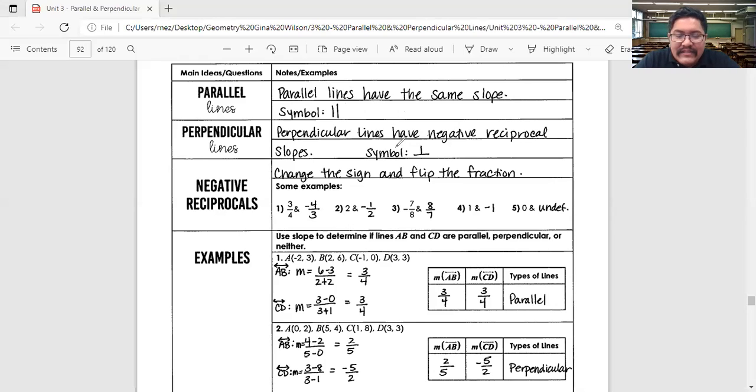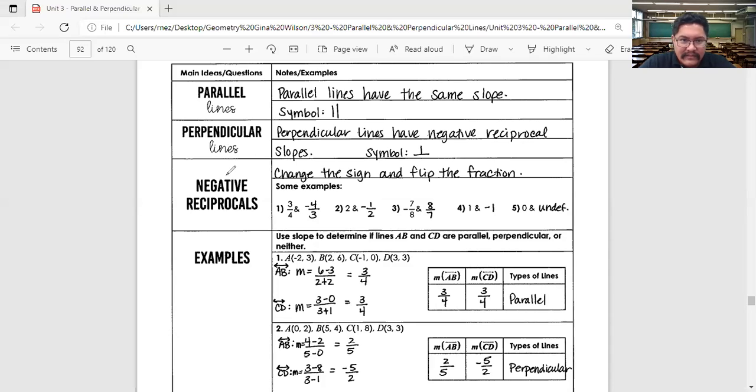Perpendicular lines, now this is the new one. This is the thing that we're looking at in addition to what we normally would. So perpendicular lines have a negative reciprocal slope. Sometimes we call this opposite reciprocal, and opposite usually means if it was positive, then it's negative, or if it's negative, it would be positive. So how exactly do you get that? Well, we're going to go over some examples.